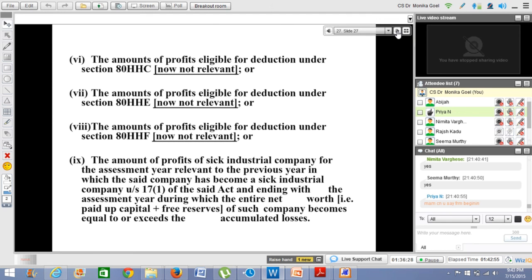Adjustment number 6, 7 and 8 are now not relevant, so they've not been removed, but now they are no more relevant. Coming to adjustment number 9, which is related to the profits of sick industrial companies for the assessment year relevant to the previous year in which the said company became a sick industrial company. So in case there is any sick industrial company which has got some profits, those profits have to be reduced, because we do not want to charge minimum alternate tax on the profits of the sick industrial companies. So these are the 9 negative adjustments.